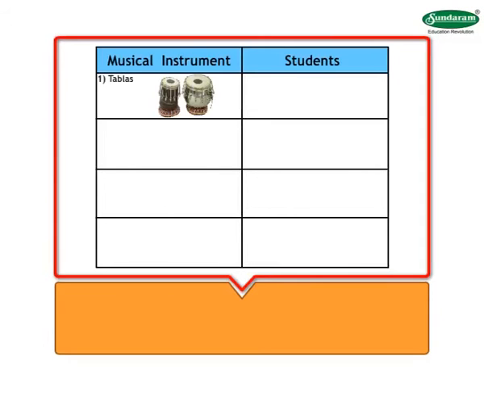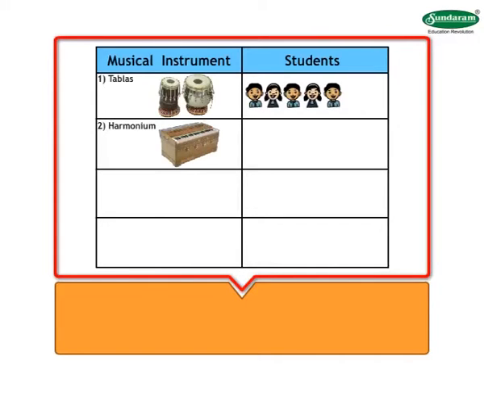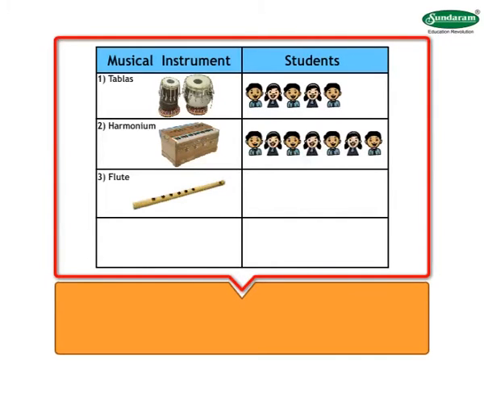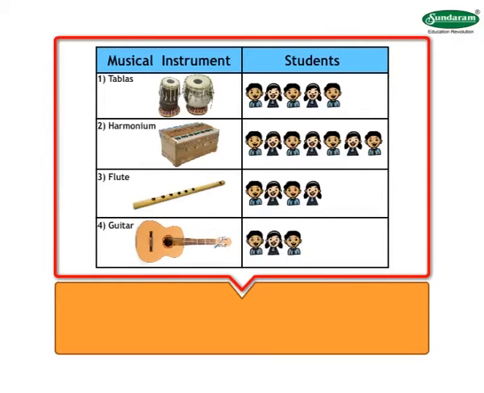The first row shows a pair of tablas and 5 students beside this pair of tablas. The second row shows a harmonium and 7 students beside this harmonium. The third row shows a flute and 4 students alongside the flute. The fourth and last row shows the picture of a guitar and 3 students alongside the guitar.